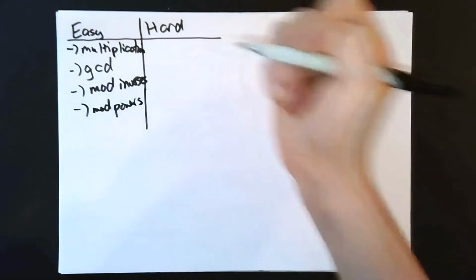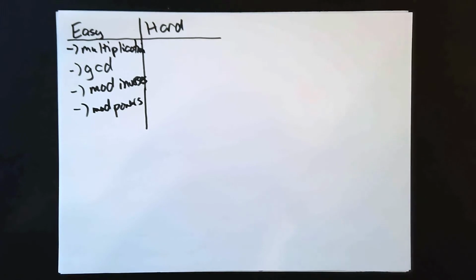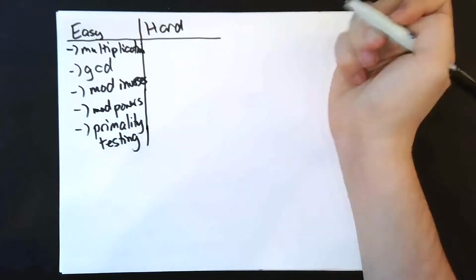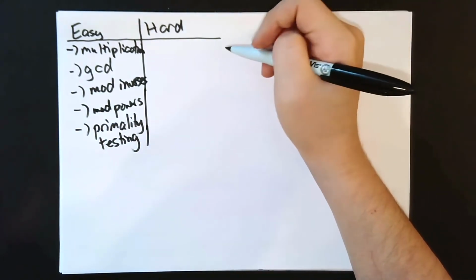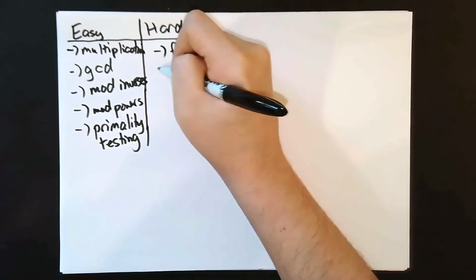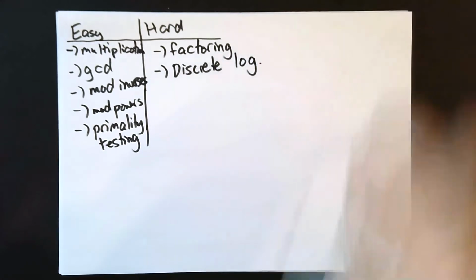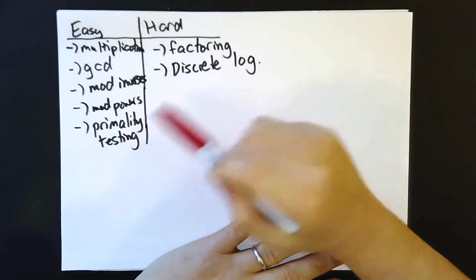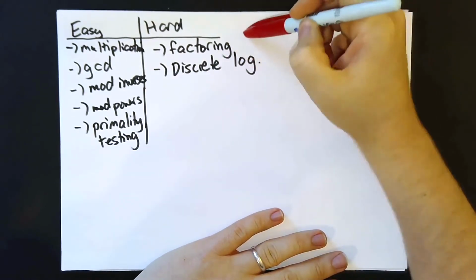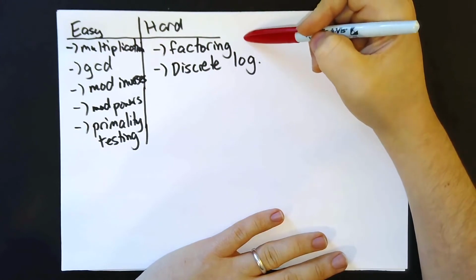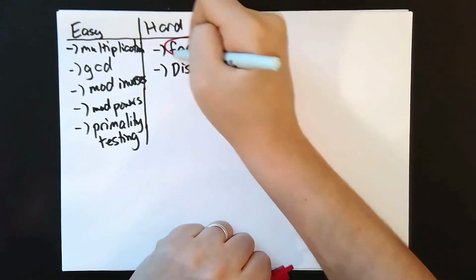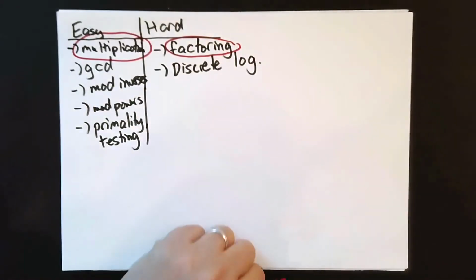Modular powers. That's owing to the repeated squaring algorithm, which I'll review for you in a moment. And primality testing. On the hard side, there are two problems we've come across a lot, which are factoring and the discrete log problem. Now, there's a lot to look at here, but one thing I want to note is both of the things that are in the hard category are undoing something that is in the easy category. So factoring is just undoing multiplication.